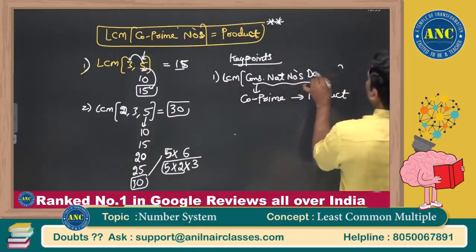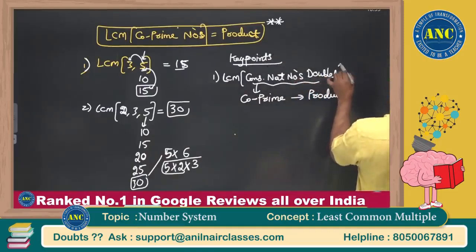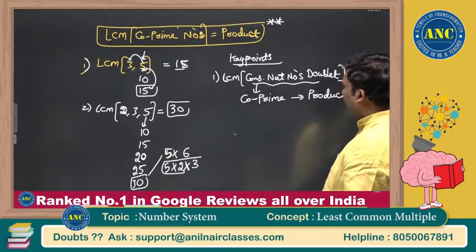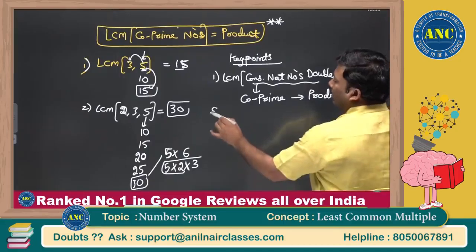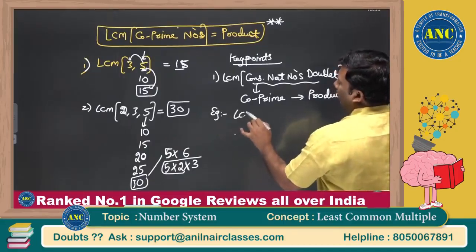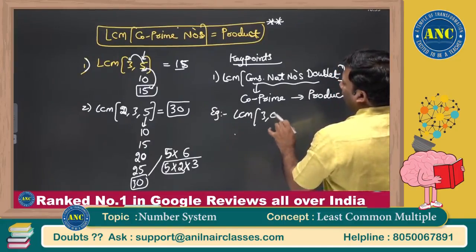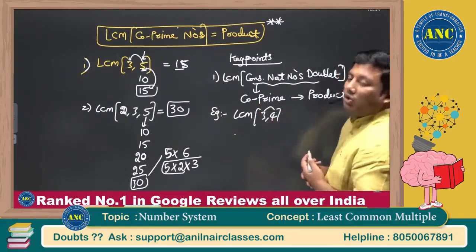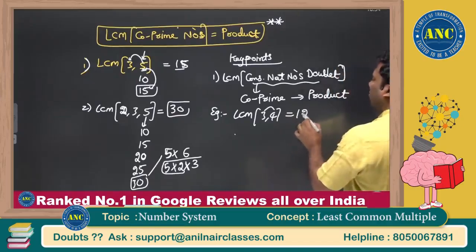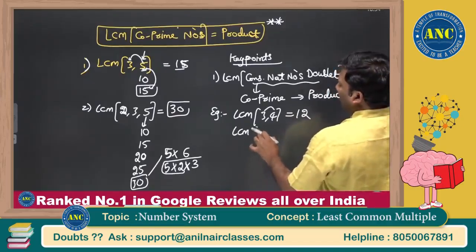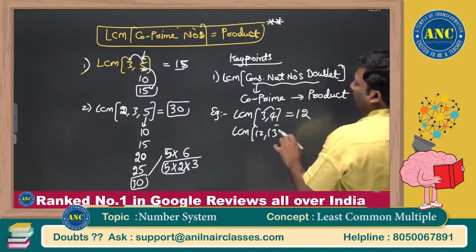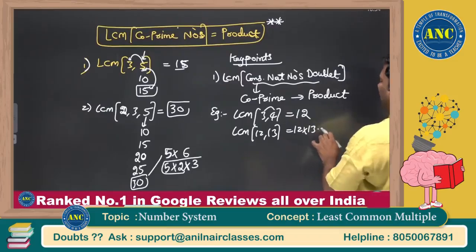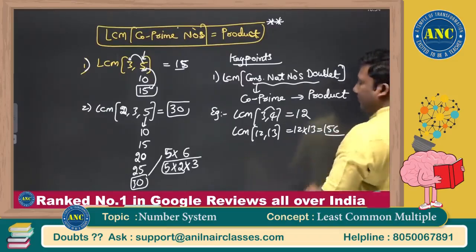LCM of consecutive natural numbers, a doublet, is always the product, because they are co-prime. Example: 3 and 4 are two consecutive natural numbers, and the only common factor is 1. LCM of 12, 13: 1 into 12, 1 into 13, so the answer is 12 into 13, which is 156.